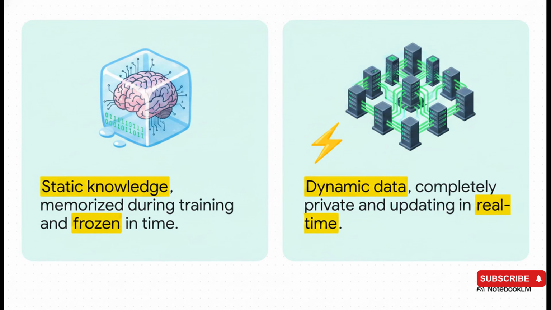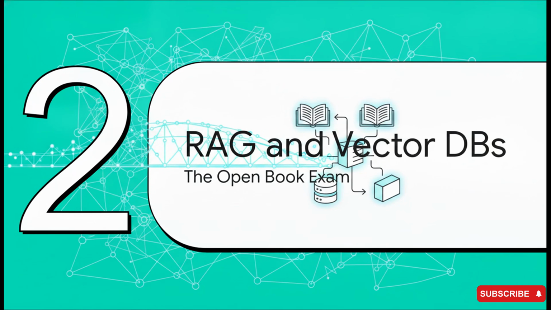The massive gap between these two worlds is pretty obvious when you think about it. Static knowledge is fantastic for general reasoning, but enterprise data? It's dynamic, it's highly private, and it's constantly updating in real time. If you ask a standard, out-of-the-box model what your company's churn rate was last quarter, it's just going to guess. Or worse, it'll hallucinate a completely fake formula because it simply cannot see your data. So how do we fix this? That brings us to Section 2.